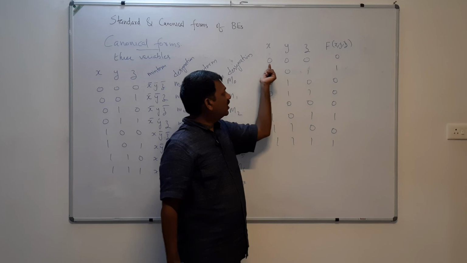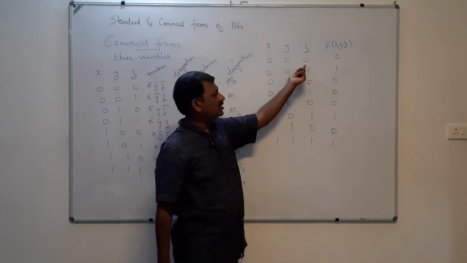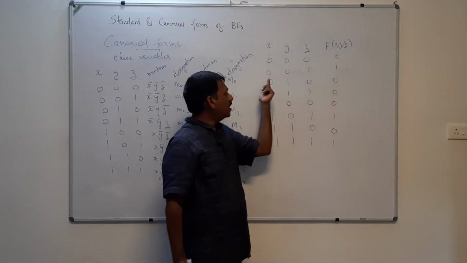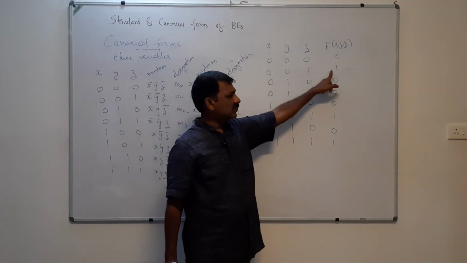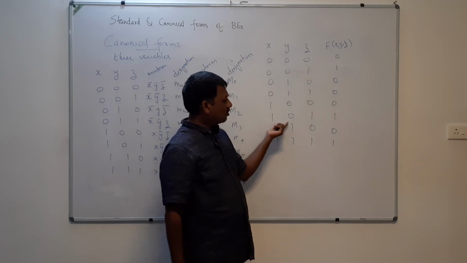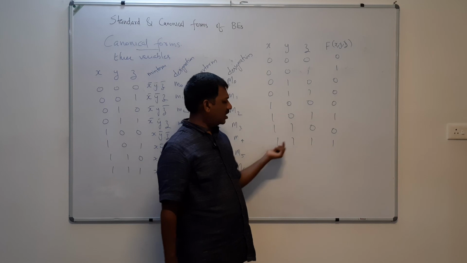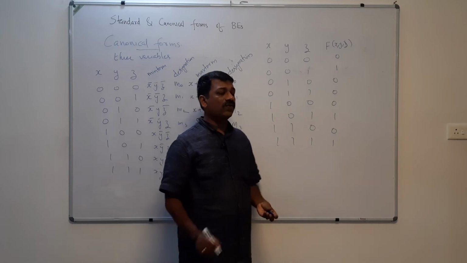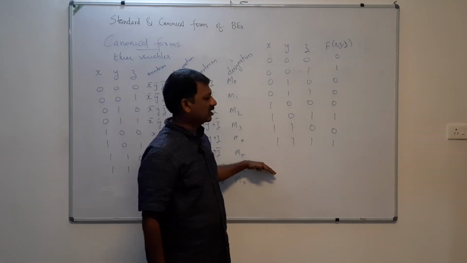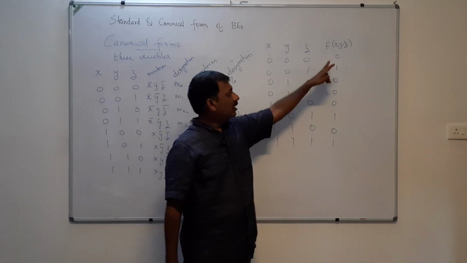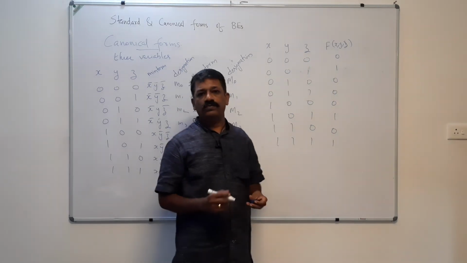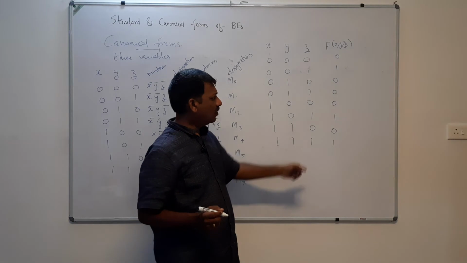That means when the value of x is 0, y equal to 0 and z equal to 0, the output of that function will be 0. And if it is 0, 0 and 1, it is 1. For 0, 1, 0, it is 0. And likewise, for 1, 0 and 1, it returns 1. And for 1, 1, 1 also, it returns 1. That means for 3 different combinations of x, y and z, it returns 1. For the remaining 5 it returns 0.